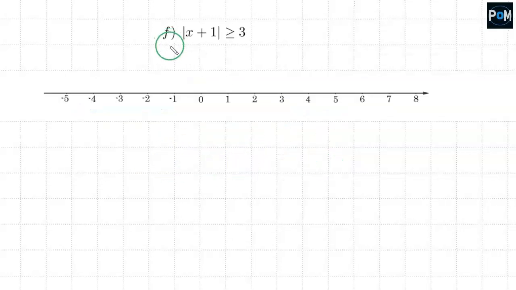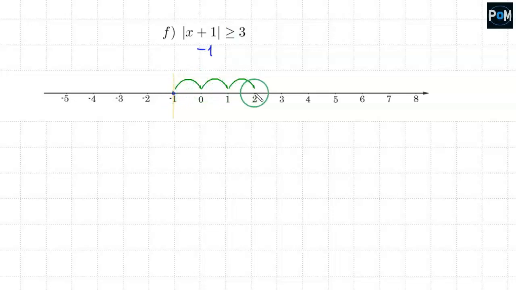And the last example, we have the absolute value of x plus 1 is greater than or equal to 3. So, we take this number with the changed sign, we have -1, so we're here, and we want to find all the numbers whose distance from this -1 first is equal to 3. So we move 3 units to the right and find the number 2, put a closed circle here because the inequality is not strict, so the circle is closed.